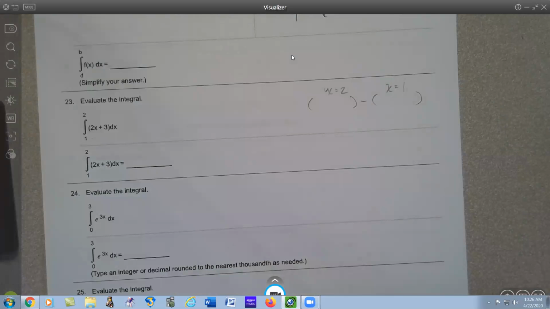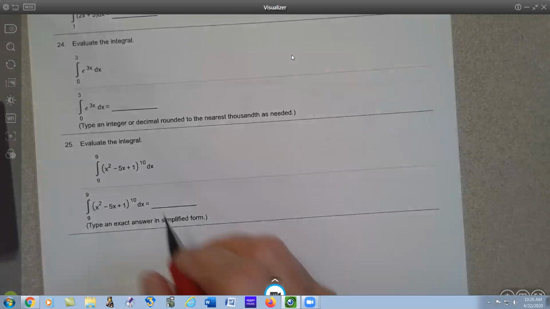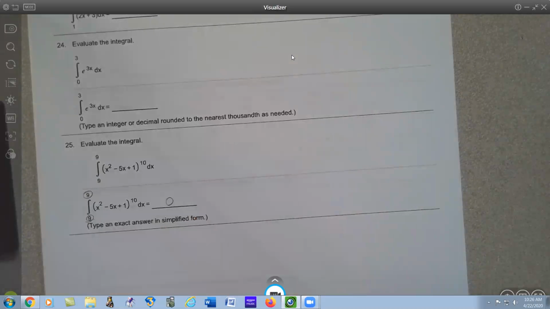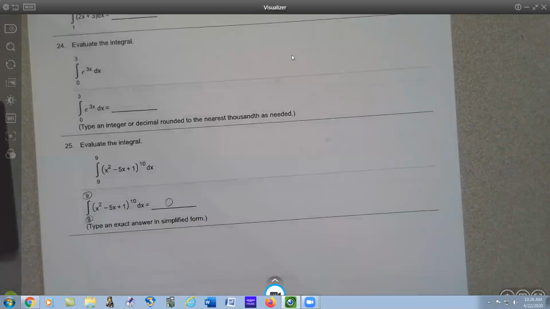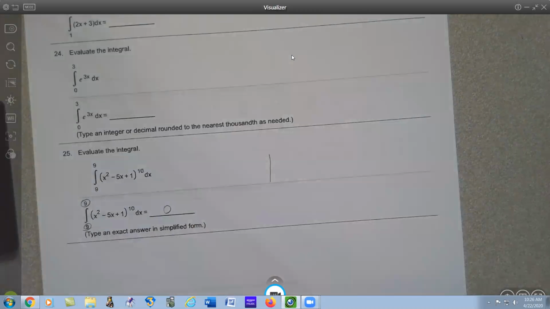I moved it up. It'll move up here in just a second. There we are. Can you tell me the answer of 25? And you should not integrate. It is 0. Look at your limits. If you're going from 9 to 9, you have no area. All you have is a straight line, and a straight line has no width. It has no area. So it would be 0.